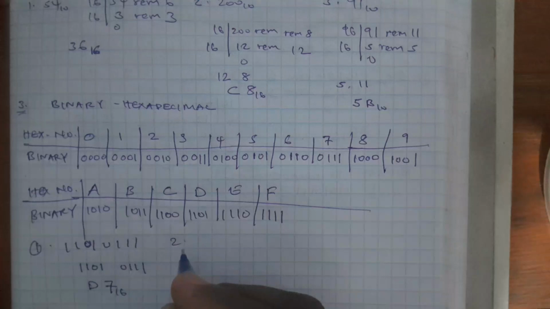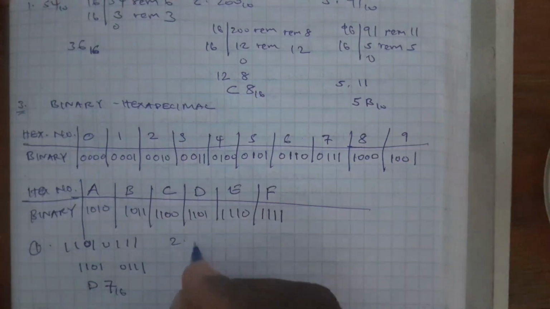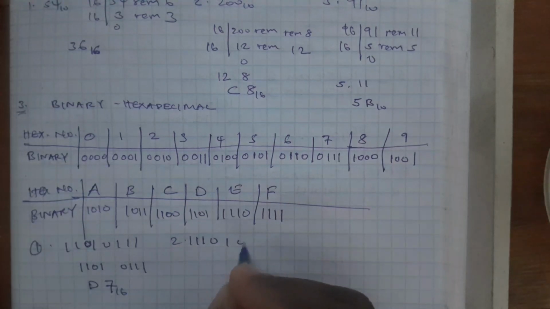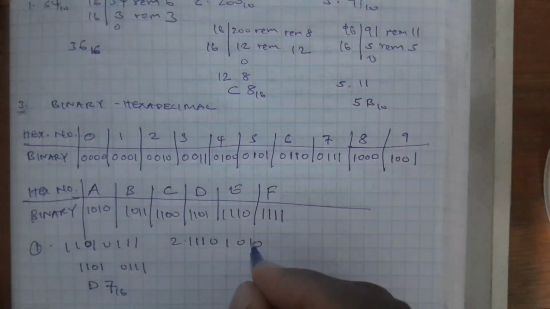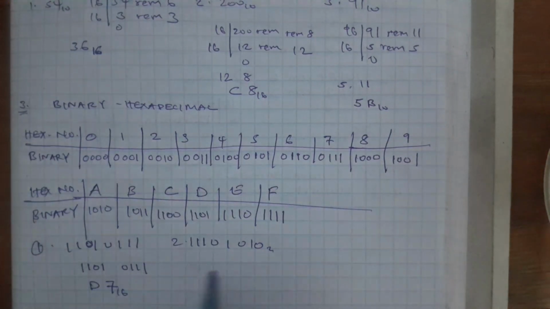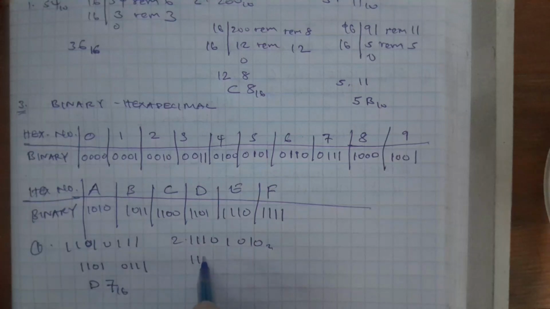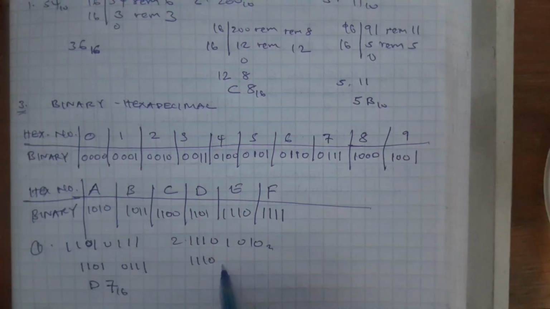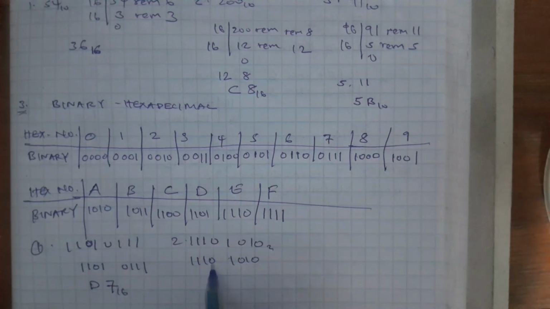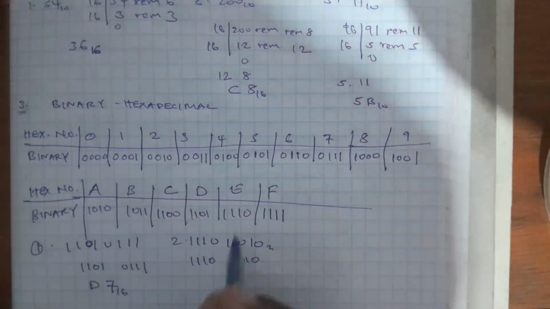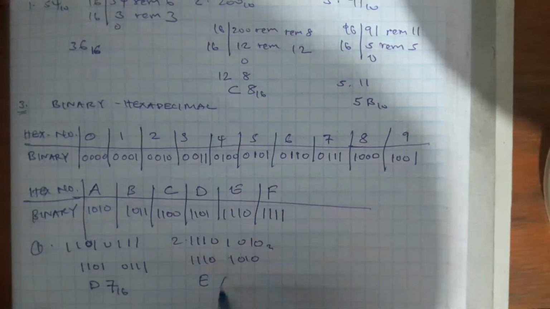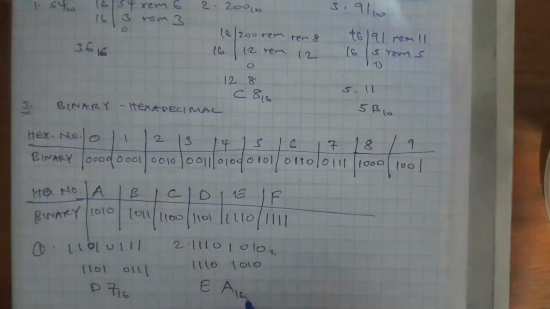The second example you have is 1, 1, 1, 0, and 1, 0, 1, 0 to the base of 2. This is a binary value. What you do is you separate 1110 and 1010. 1110 is E, and the other one, 1010, is A to the base of 16.